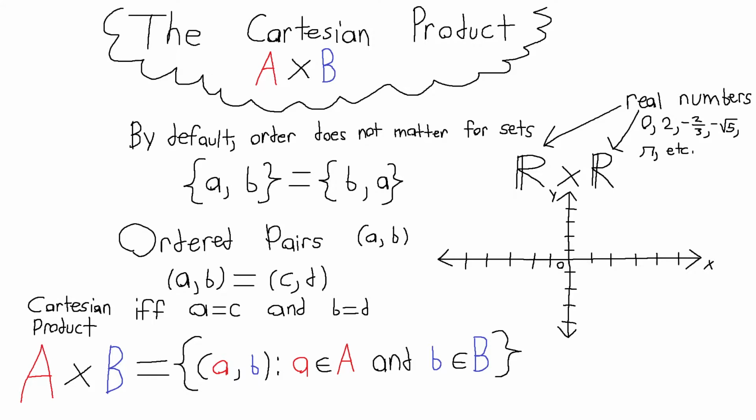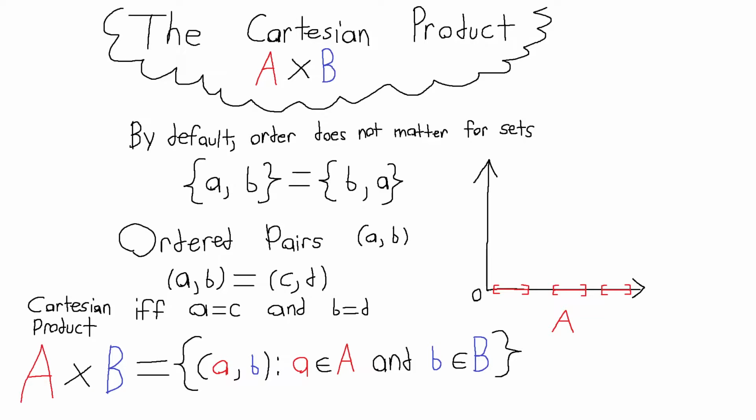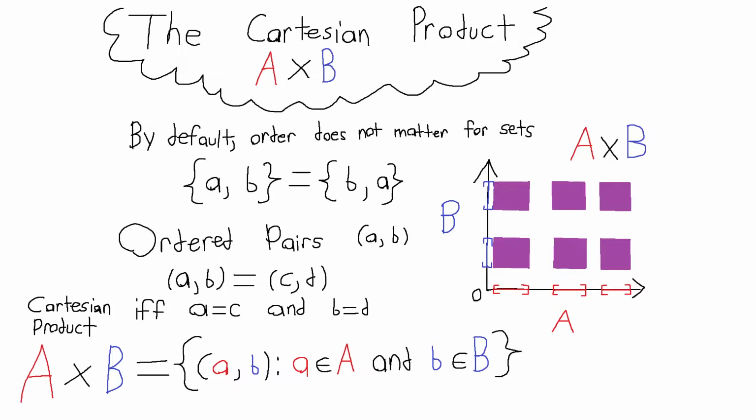Let's look at another example. Suppose A is this set of 3 intervals, and let B be this set of 2 intervals. We can visualize the Cartesian product between these two sets as being the points in the plane that line up with both A and B. Now let's take a look at a practice problem involving the Cartesian product.